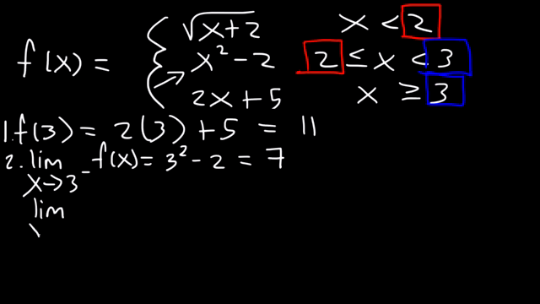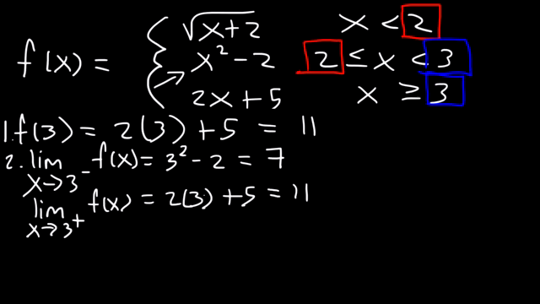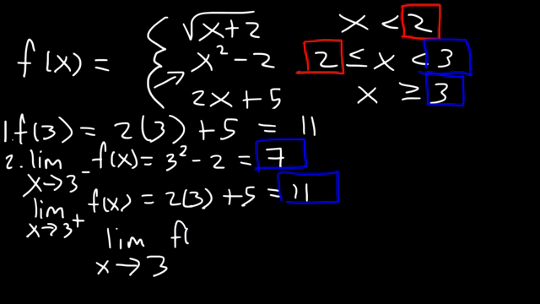Now let's find as x approaches 3 from the right. So we have to use this expression. So it's going to be 2 times 3 plus 5, which is 6 plus 5, that's 11. Now notice that the left side and the right side of the limit doesn't match. So therefore, the limit as x approaches 3 of f of x does not exist.